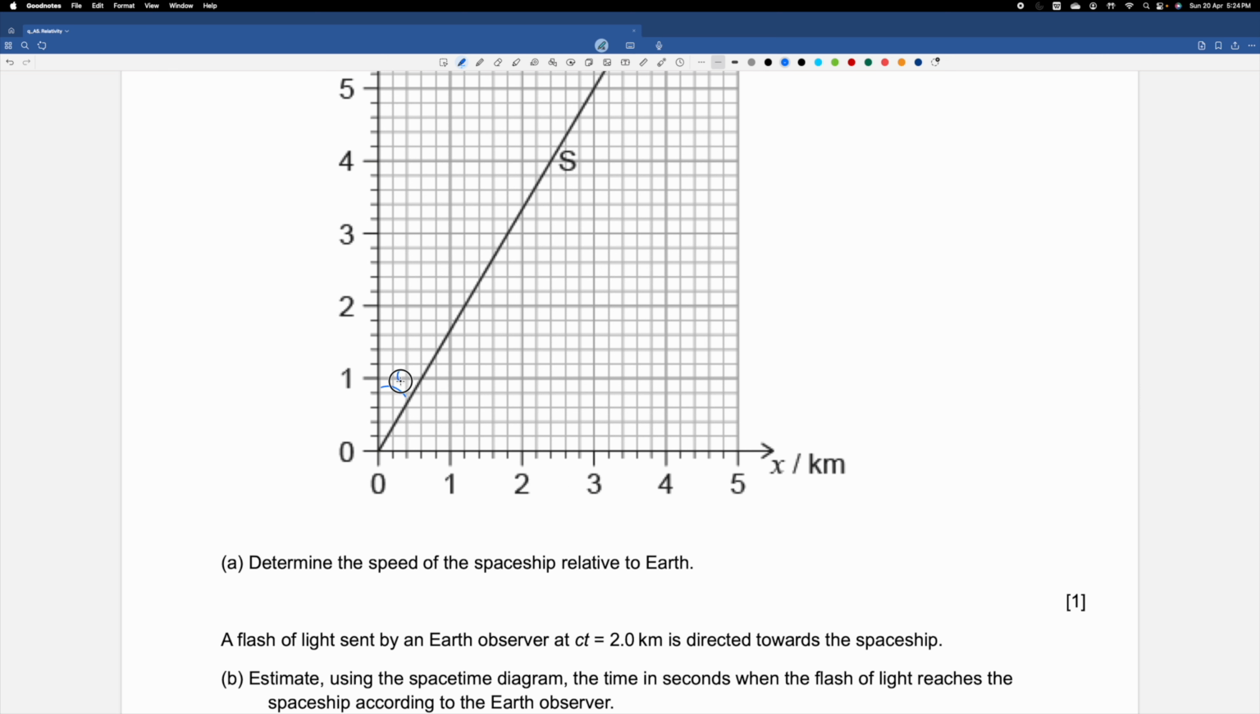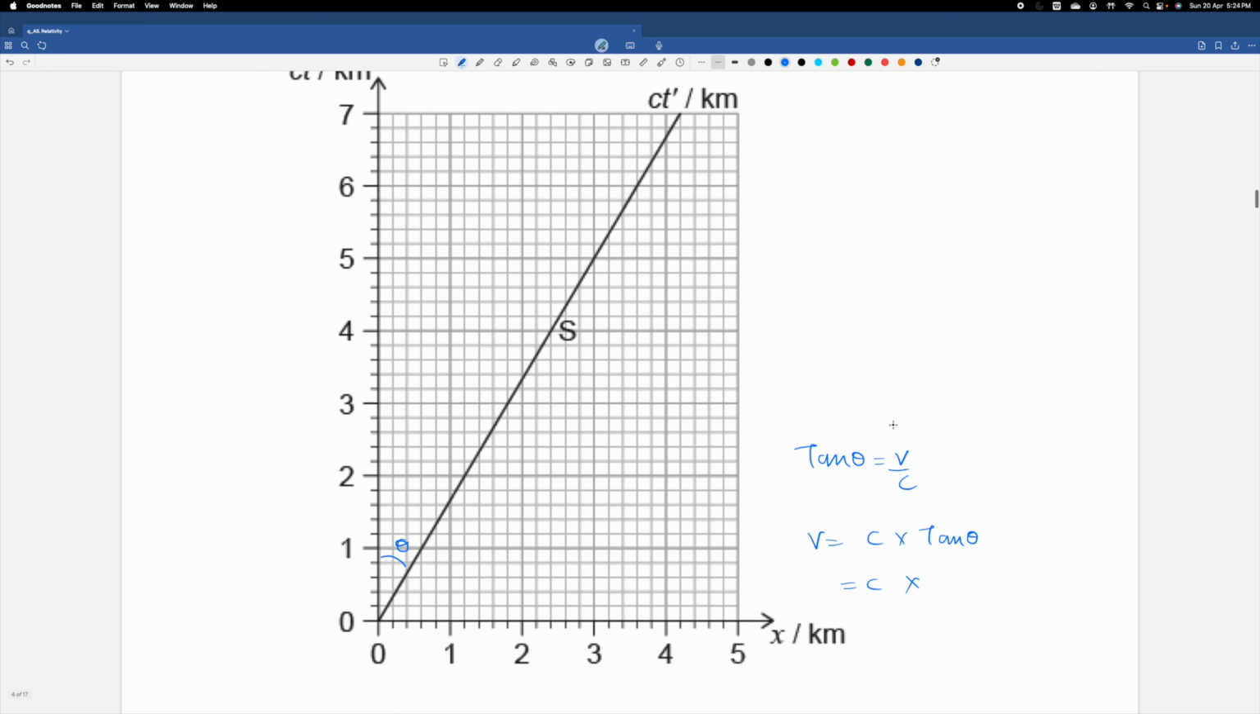So we can use the value of theta here to determine the speed, where tan theta equals v over c. That implies v equals c times tan theta. And what is tan theta? It is the opposite side, which is 4.2 kilometers, divided by the adjacent side, which is 7 kilometers. If you simplify this, the value will be 0.6c.